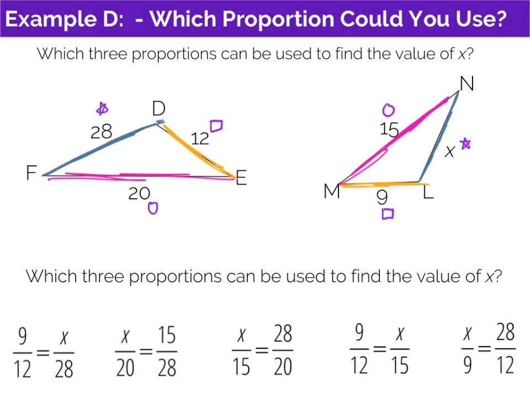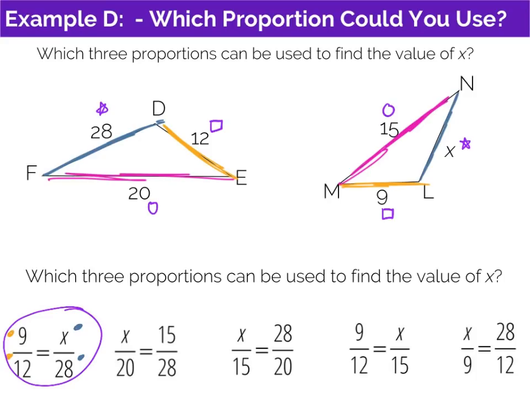So we've got 9, that's going to be a base or a bottom. 12, that's also going to be a bottom. X, that's going to be a blue one. 28, that's also going to be a blue one. So we've got 2 oranges, 2 blues, and they are across from each other. So that is perfect. That is a correct answer to our proportion. Now let's take a look at our second problem there.